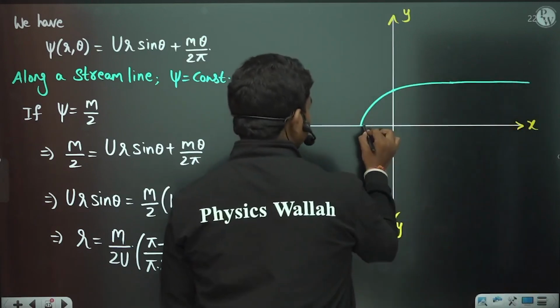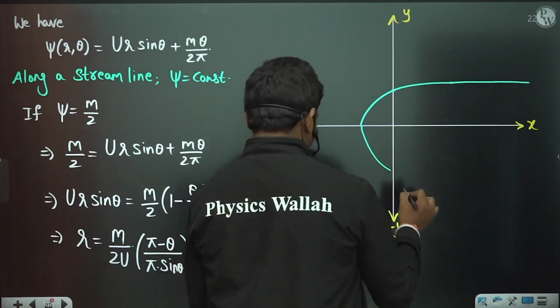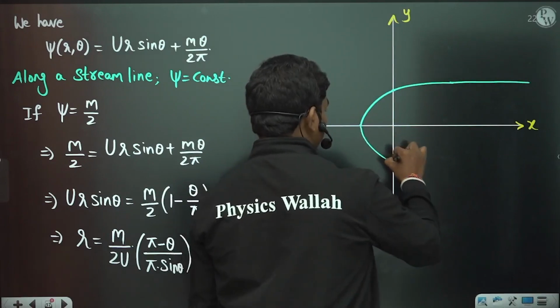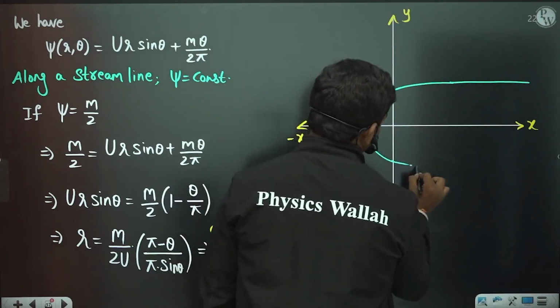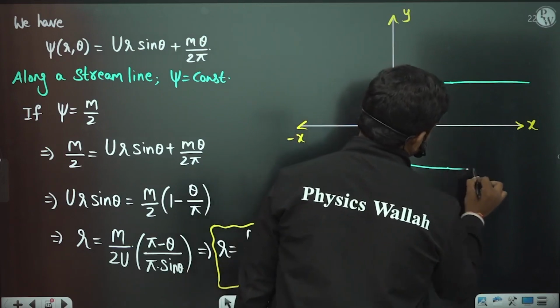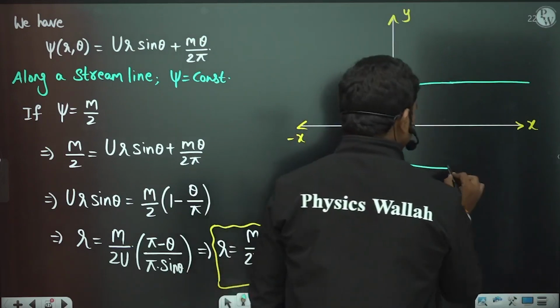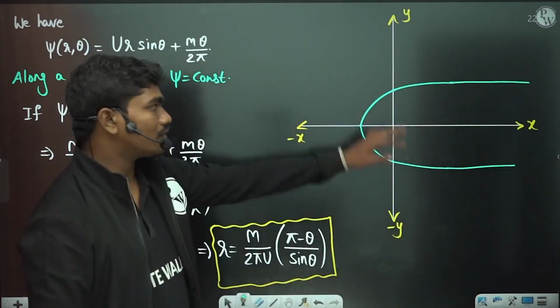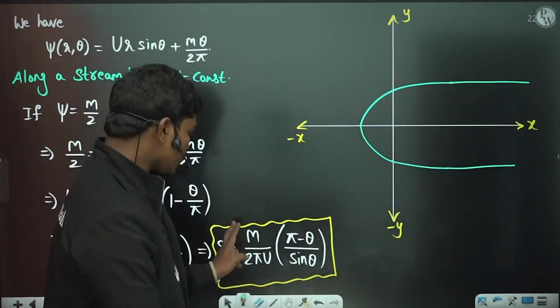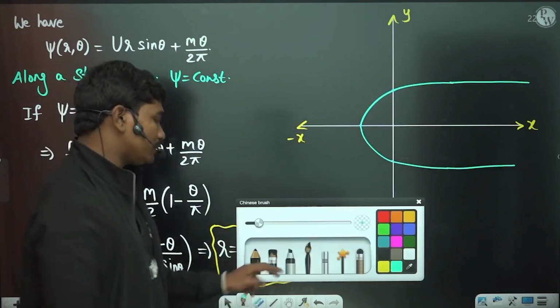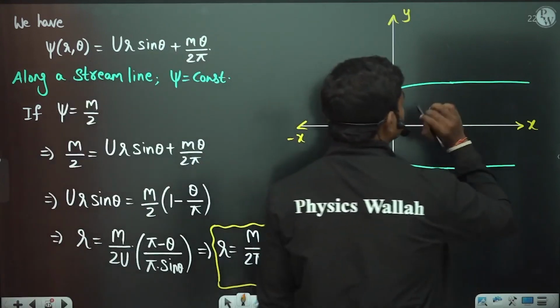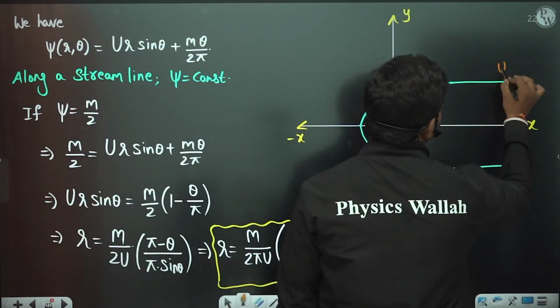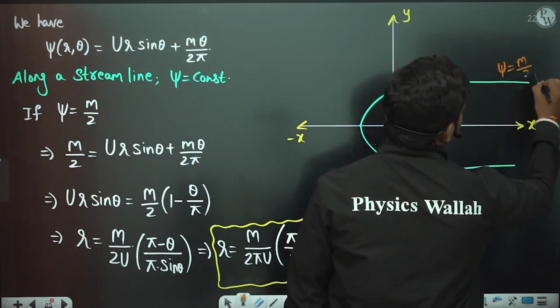Okay, similarly here also, it slowly increases and it becomes almost like flat after some time. Okay, so it slowly increases and it becomes flat. Now this is how the shape of the streamline comes out. Means if you plot this equation r with theta, this is how we will get the shape. Okay, so this is at psi is equal to m by 2.